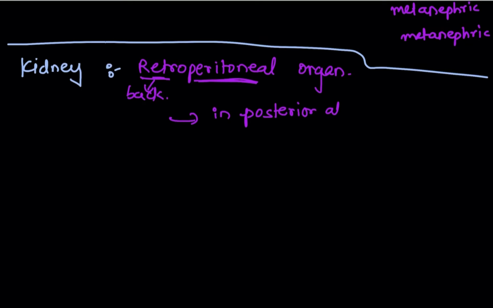As I said before, the anterior abdomen is covered by peritoneum, so the posterior is not covered. So where should the kidney be situated? It should be situated at the posterior abdomen, as we have put it into a category called retroperitoneal organ.